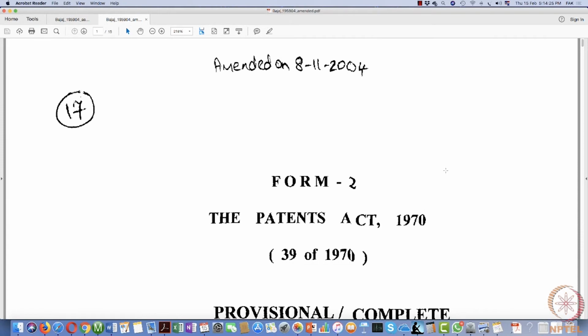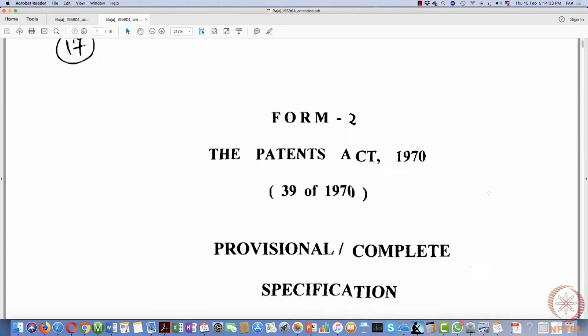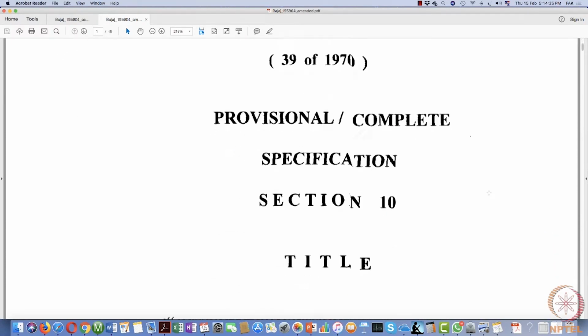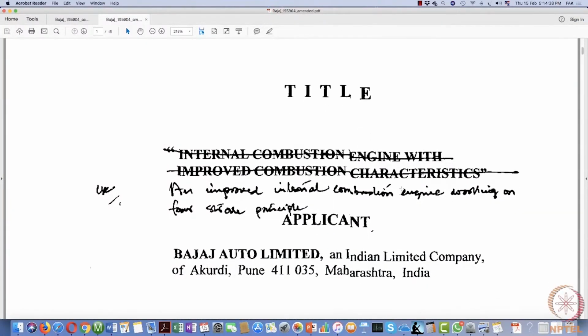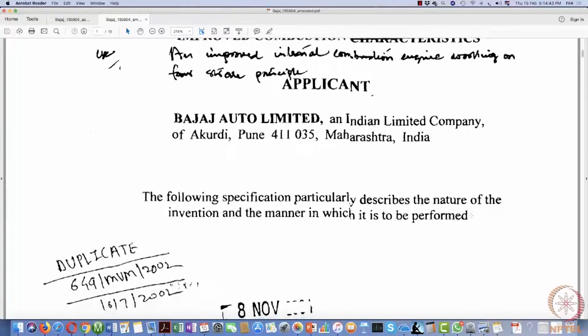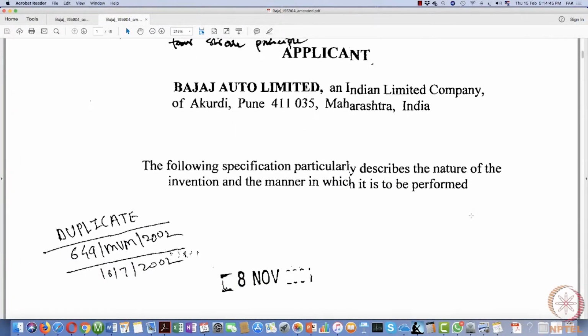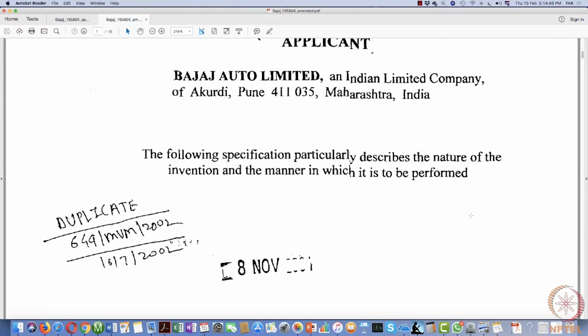Because we are having a look at the specification, we can go through this in some detail. Now this was amended on 8/11/2004, and this is Form 2. This is the title page, and you can see that there are some corrections written there. The following specification particularly describes the nature and manner in which it is performed.